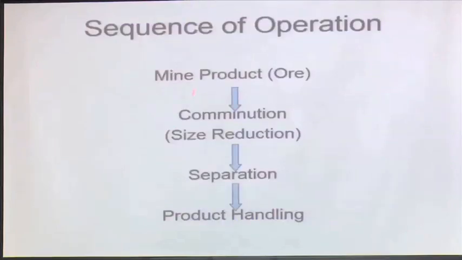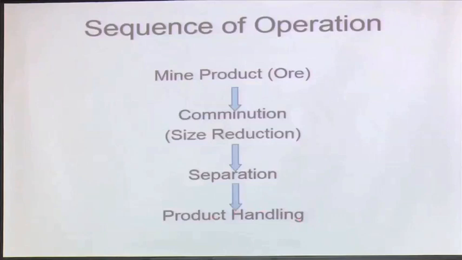Now, the sequence of operation is like this. You have your mine product, you have got an ore, then what do you have to do? I will explain it again in greater depth. You have to first break the material into smaller sizes, so that the particles which I want and which I do not want are dislodged from each other. Then only can I separate them based on density differences or size differences or some other property differences. That is the separation process.